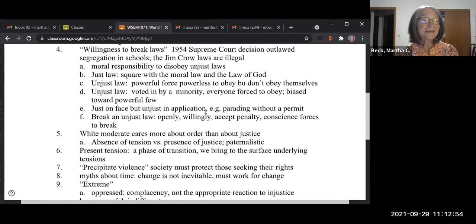And Martin Luther King has read Aristotle, but even if he didn't, it's common sense. These are patterns. You can figure them out without ever reading Aristotle, but he actually did. So I'm sure he just didn't want to quote Aristotle for obvious reasons.